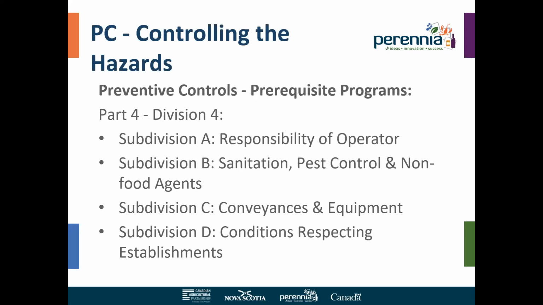Subdivision B is your sanitation, pest control, and non-food agents preventive controls. I just want you folks to be very clear that in the past, it was called prerequisite programs. The prerequisite programs are the same thing as preventive controls. But when CFIA comes in and they do your inspections, they are going to refer to them now as preventive controls, not prerequisite programs.